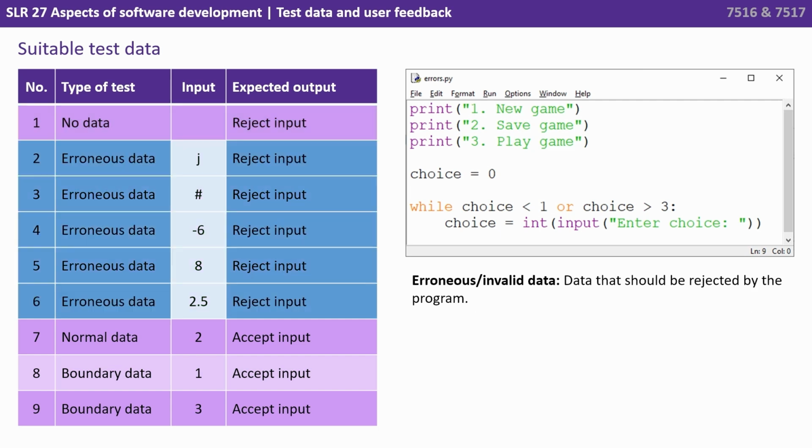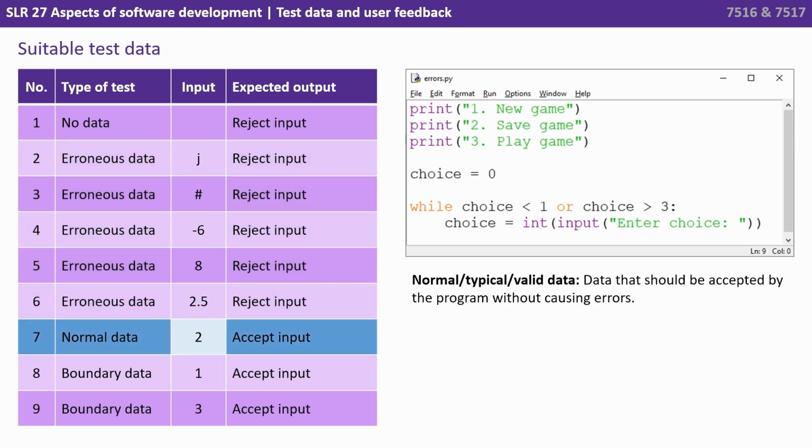Here's an example of erroneous or invalid data, data that should be rejected by the program and not cause the program to crash. So we're expecting a number, 1, 2, or 3. Well, what happens if they enter a character, or a negative number, a fractional number, or simply a number outside of their range? That's a range of erroneous data, and we should check for all of those.